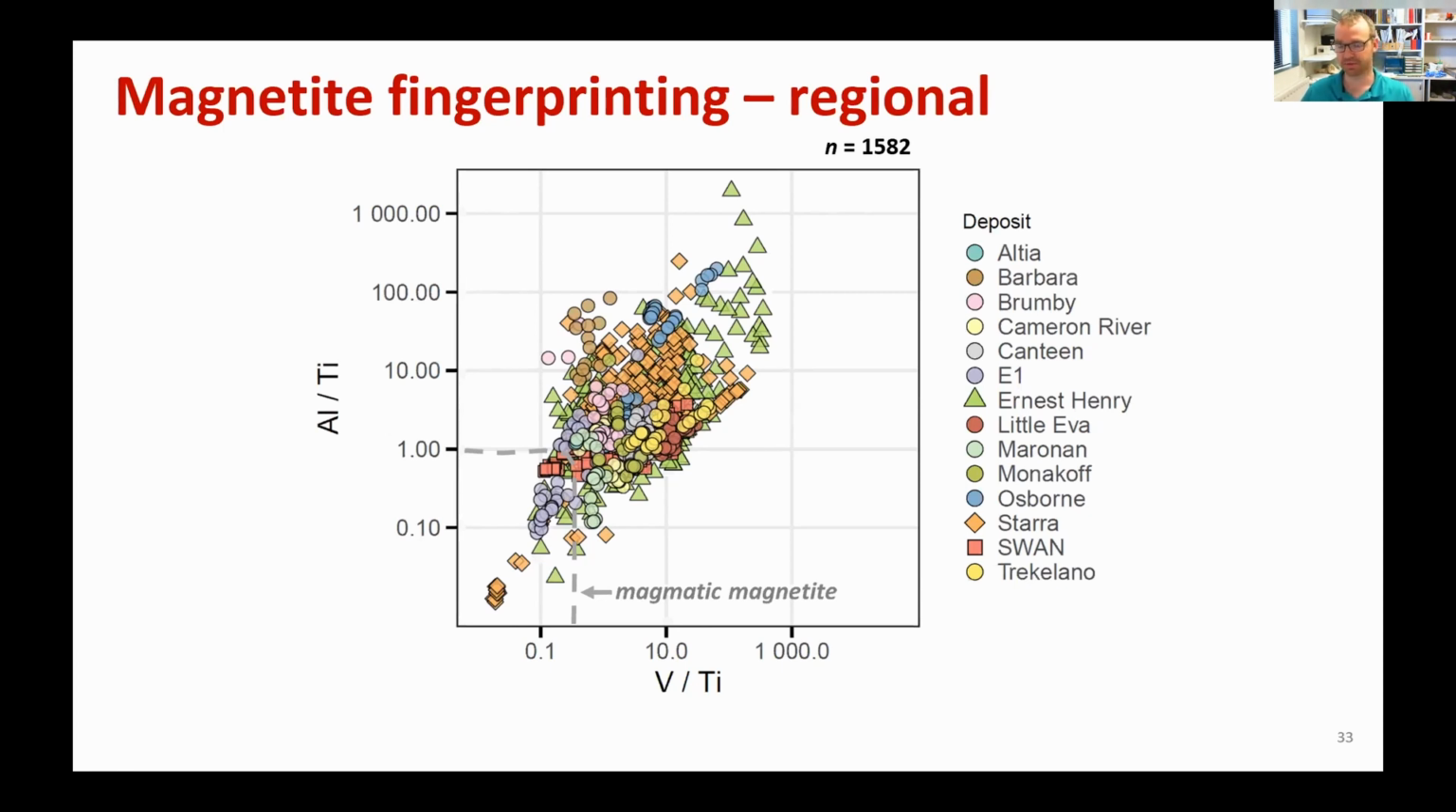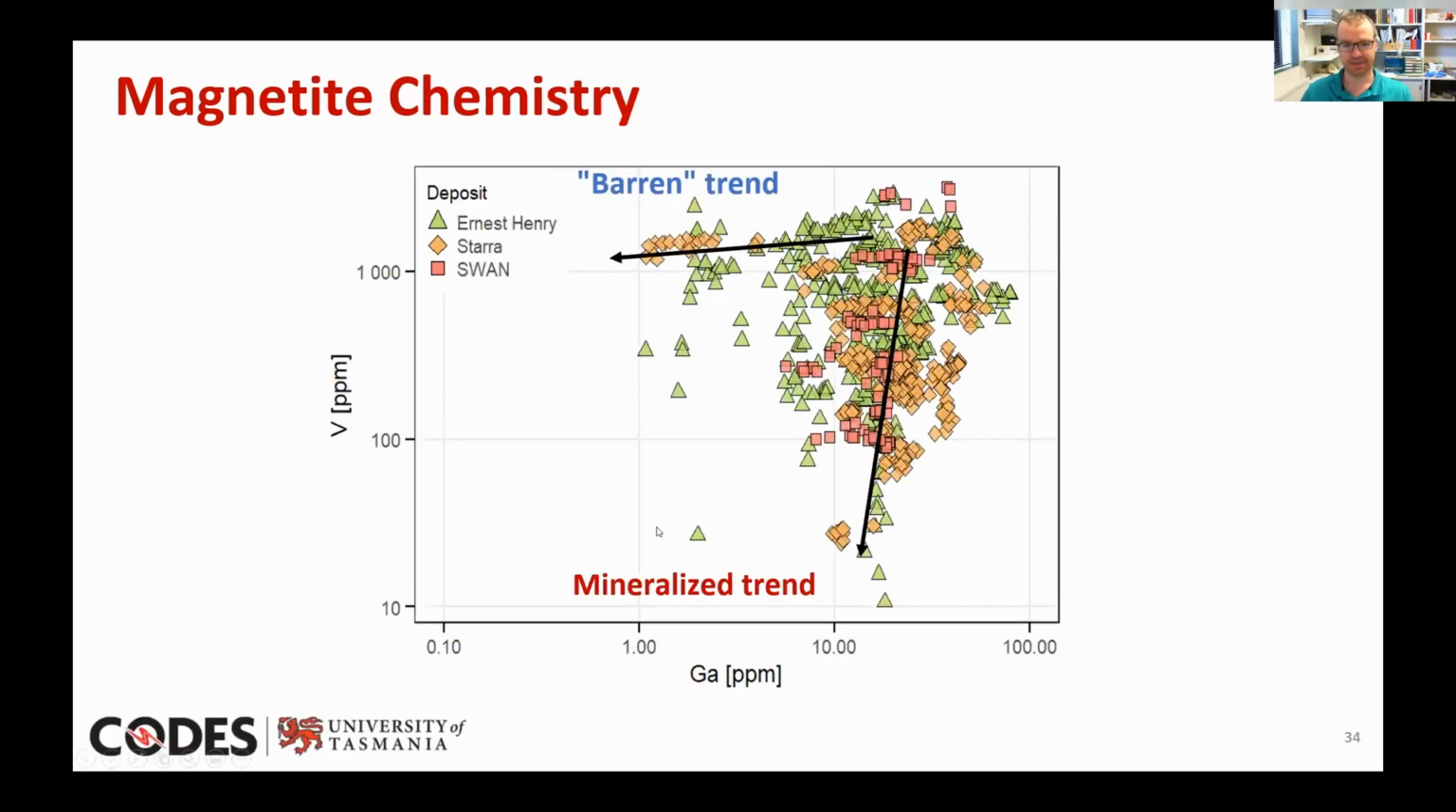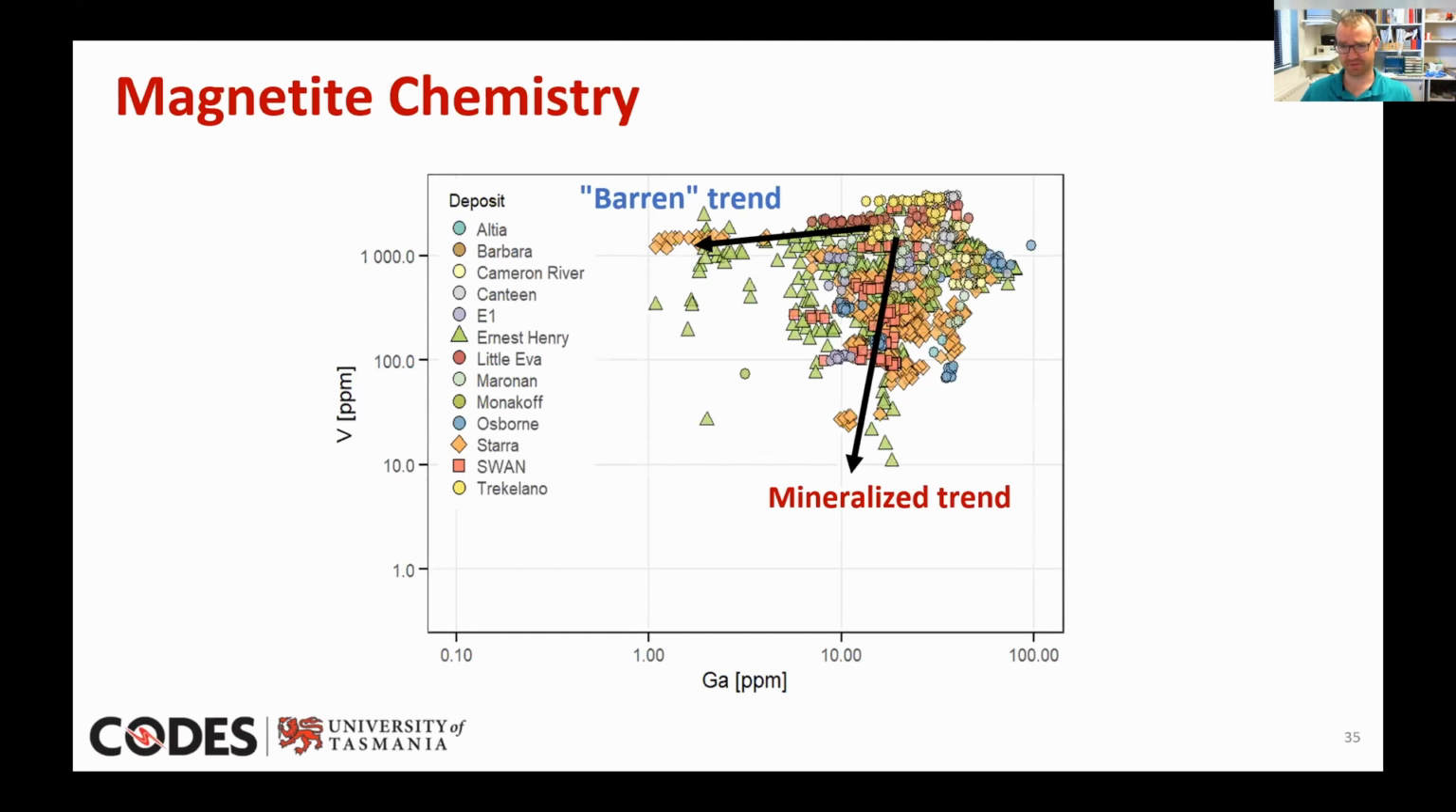It didn't all get obliterated. Okay, vanadium over gallium in magnetite again. That's just to remind you of this barren trend, this mineralized trend. At the 3 deposits we spent the most amount of time at, this is what it looks like globally in the Cloncurry district. So it's a little bit messier, but we still see the same kind of trend.